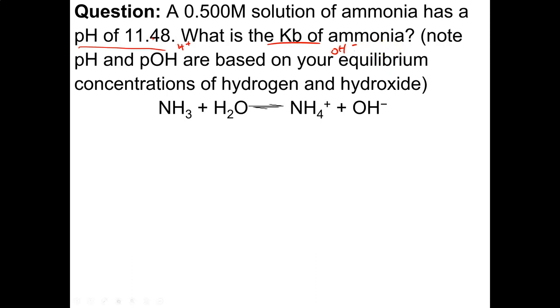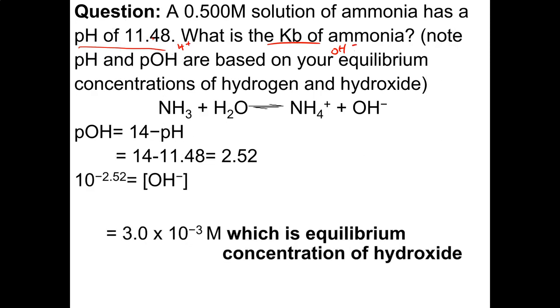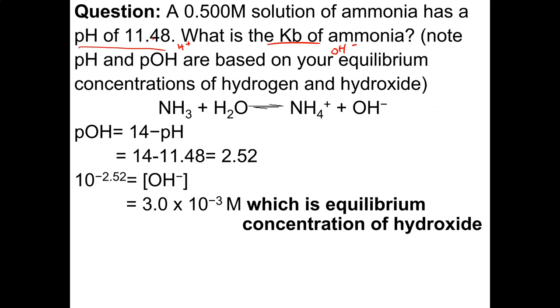Because look at your reaction. You don't have hydronium on the product side. What are you doing with the calculation? If you do 10 to negative 11.48, you get hydronium, but there's no hydronium in this reaction. So it'd be a bad first move. So I'm going to get my pOH first, 2.52. Go 10 to negative that, get my hydroxide, which means I have equilibrium concentration of both hydroxide and ammonium, which is what I want.